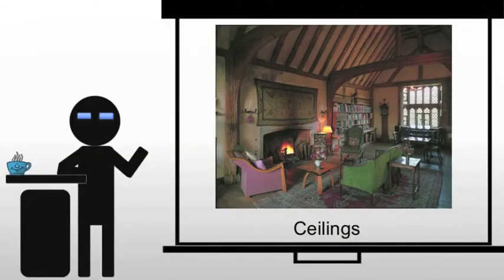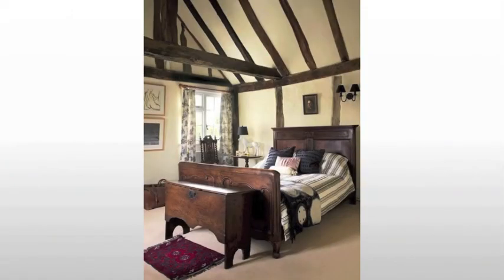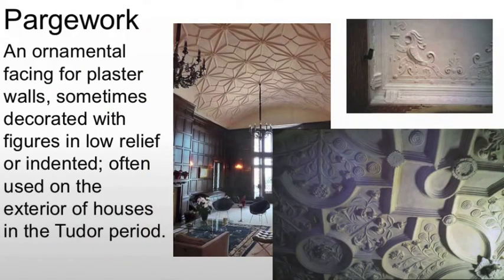Now, in terms of ceilings, of course, when you think of Tudor England, you're thinking of open beam ceilings, something like this. Now, that is really common, but as we move towards the end of the period, as we move into the Jacobean, for example, we start to see something called parge work. And this is an ornamental facing for plaster walls, where we have low relief created in the space.